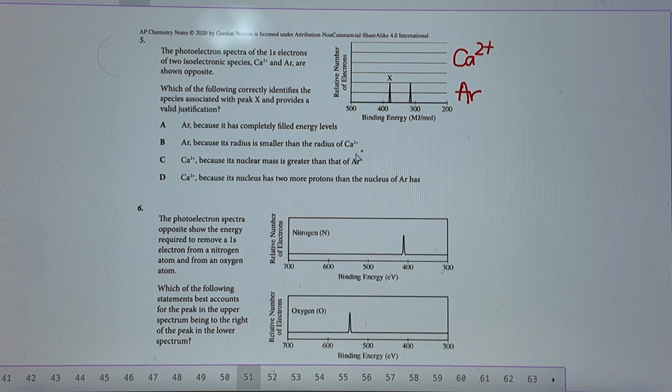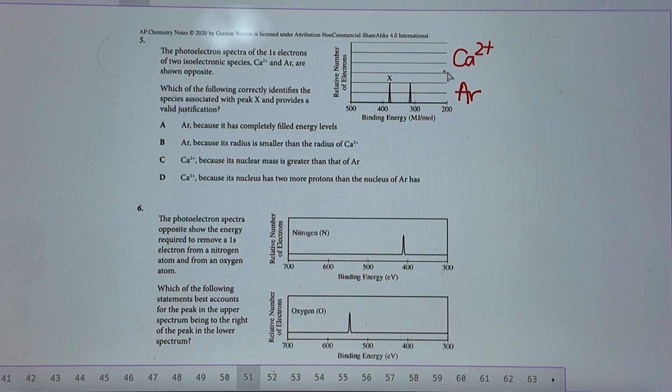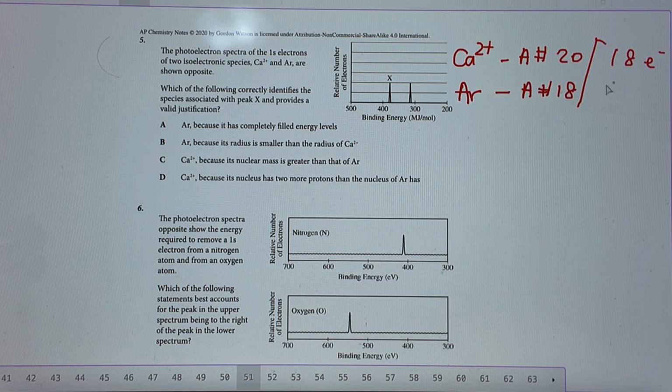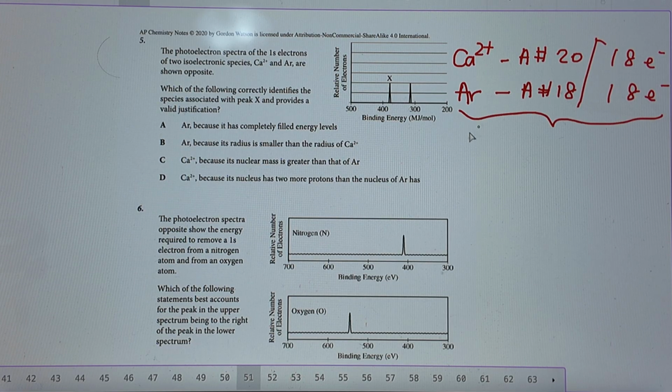And so if we look up Ca, its atomic number is 20, I believe, and Ar atomic number is 18. But in this case, it's lost 2 of its electrons. So right here, it has 18 electrons, and this has 18 electrons as well. So they have the same amount of electrons. This is a phenomenon called isoelectronic.